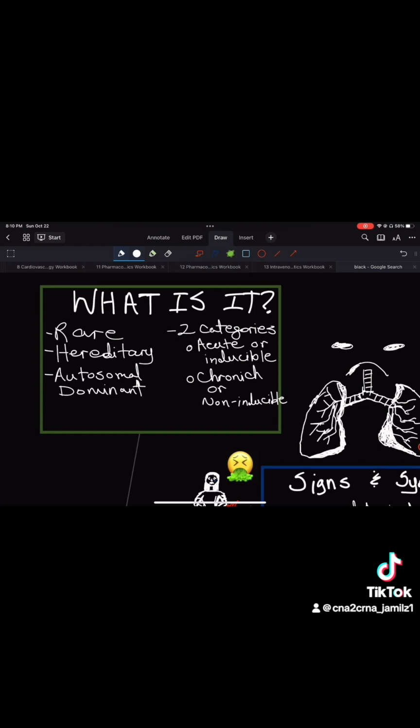There are two categories of this disorder: acute or inducible, or chronic or non-inducible. Acute is the one that we are more concerned about in anesthesia, because acute is the more common form of this disorder, and it is also the most dangerous form of this disorder.